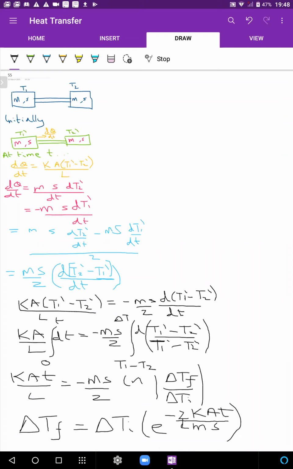T1 minus T2 while integrating. So here, T1 minus T2 while integrating, this becomes, actually I shouldn't write the whole bracket like this. T1 minus T2, this is of the form dx by x, so that becomes ln x, in which the final temperature difference is the upper limit and the initial temperature difference is the lower limit. Delta Ti is T1 minus T2.